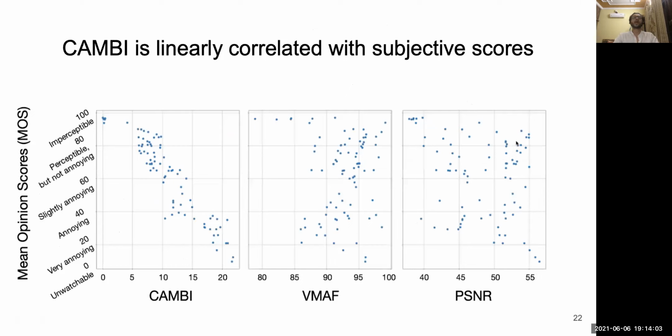Okay, so to the main result, we found CAMBI to be linearly correlated with the subjective scores. Here again on the y-axis, I have the mean opinion scores, and on the x-axis, I have first CAMBI, then VMAF, and finally PSNR. And you can clearly see that CAMBI is linearly correlated with mean opinion score, while VMAF and PSNR are largely uncorrelated.